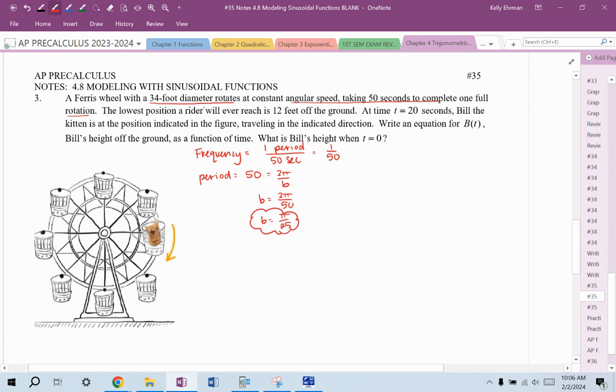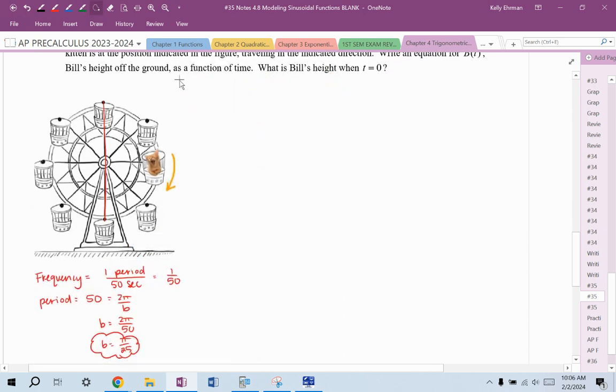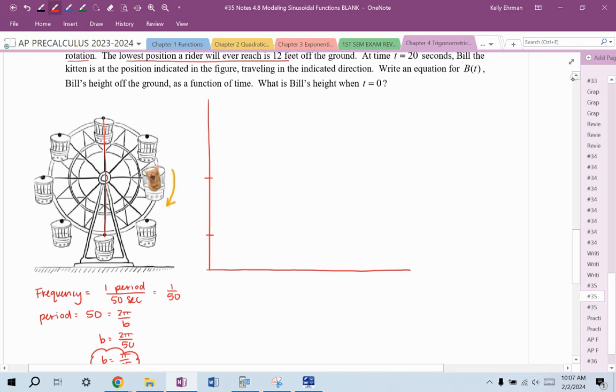What about this, the 34-foot diameter? So from here to here is 34 feet, but don't label anything yet. We need to know this. The lowest position the rider will ever reach is 12 feet off the ground. Let's move this information down here because I really like on these to draw your vertical axis and your horizontal axis kind of next to the Ferris wheel. So the Ferris wheel is a guide here. The lowest point on the Ferris wheel is 12 feet above the ground.